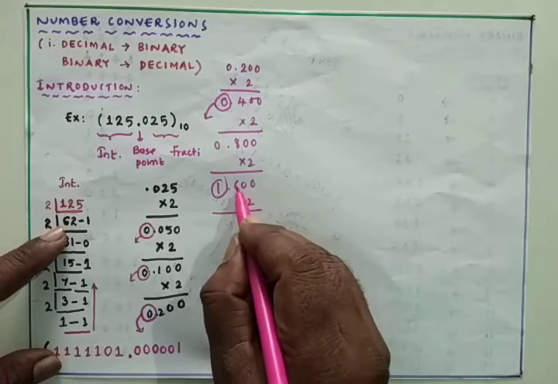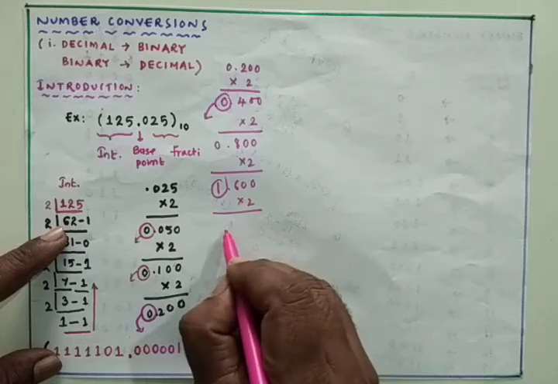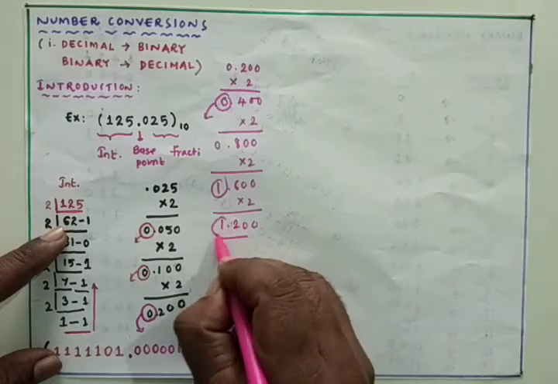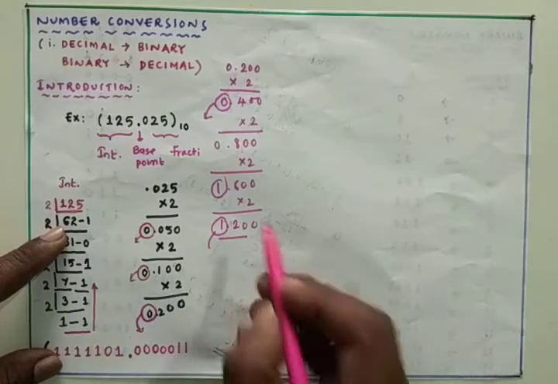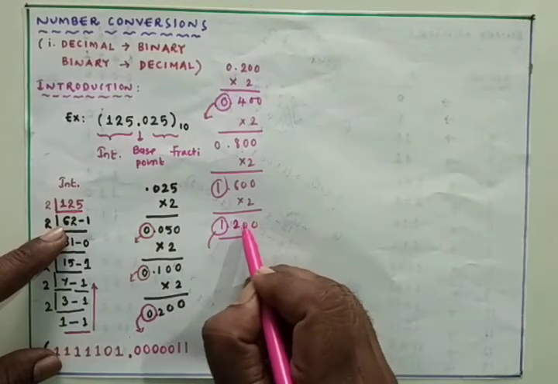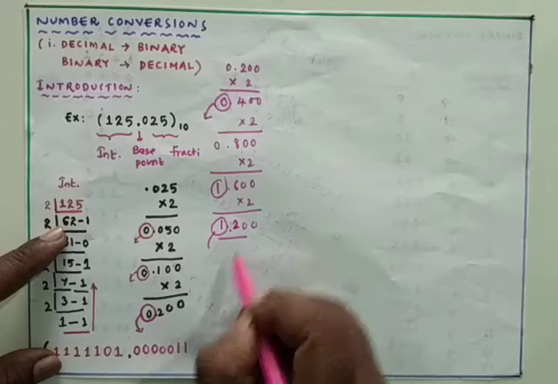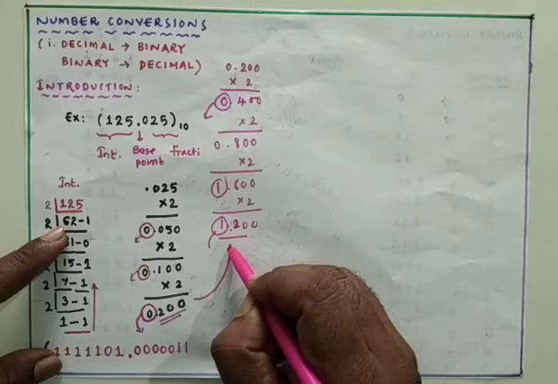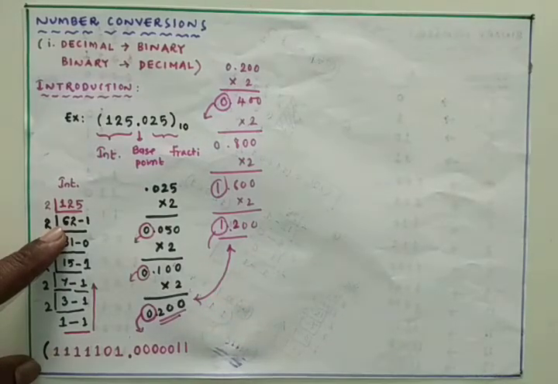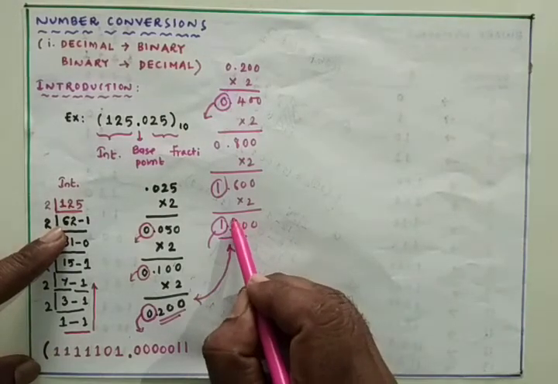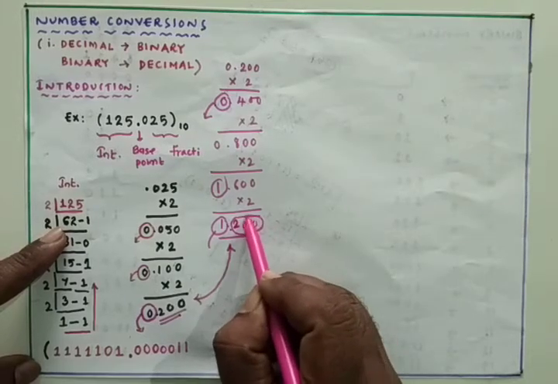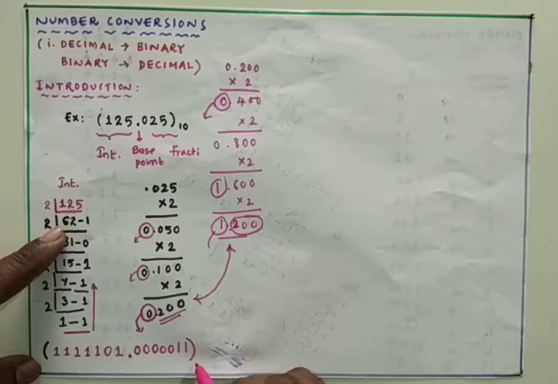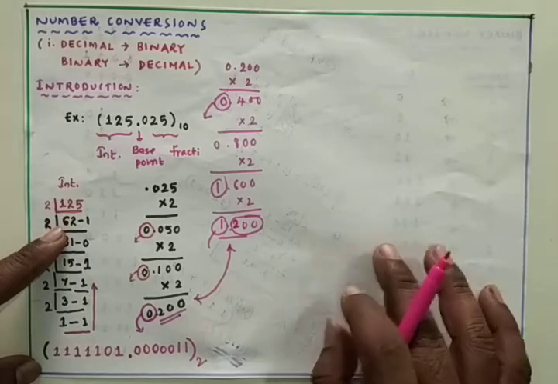Again I am going with this 0.600, means it is about 1.200. That means here I got the 1. So see this one here, whatever we got for 0.200, already we have this one. Whenever this is repeating, then you have to stop the procedure. Otherwise, if this fractional part gets complete zeros, then we can stop the procedure. In 2 cases we can stop the procedure.